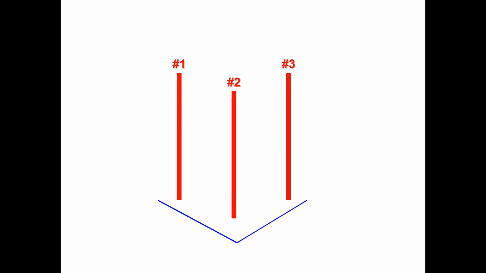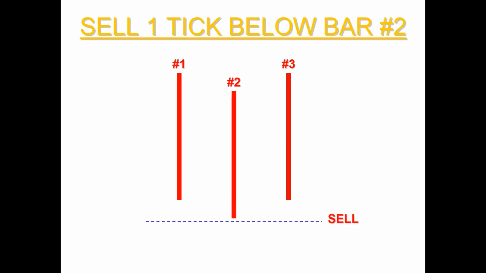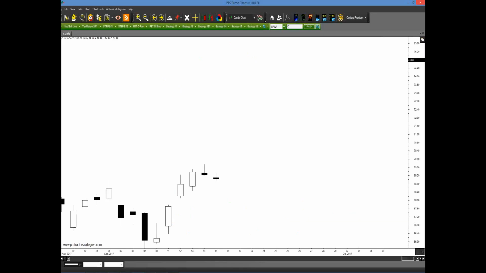So at this point, you want to sell one tick below bar number 2. It doesn't have to close below there, it just has to trade there. And you can go short, or you can use this as an exiting tool if you're long, okay? Let me show you how this works here.